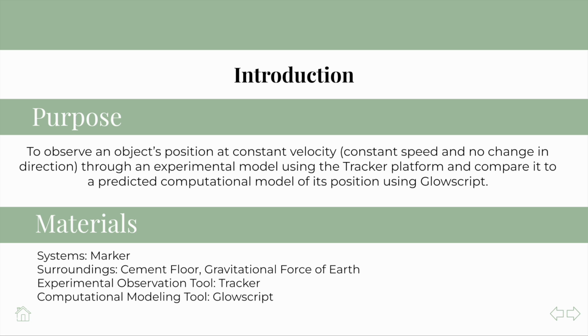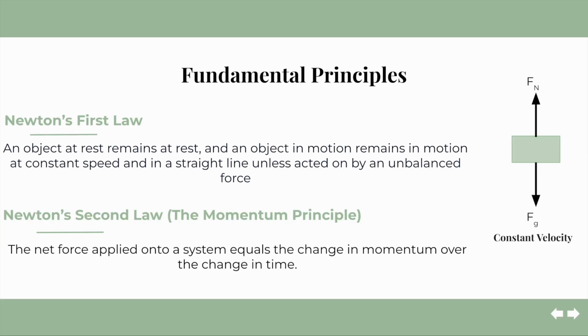So some of the general description is that our system will be a marker, our surroundings are the cement floor, gravitational force of the Earth, and then we will use Tracker and GlowScript to model. So before we get into it, we have to first understand some fundamental principles of what makes constant velocity, and we can do that by understanding Newton's first law and second law.